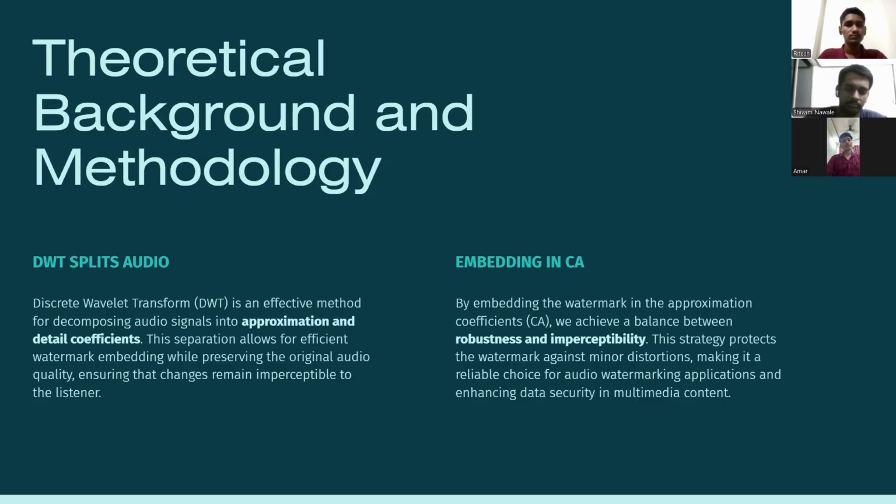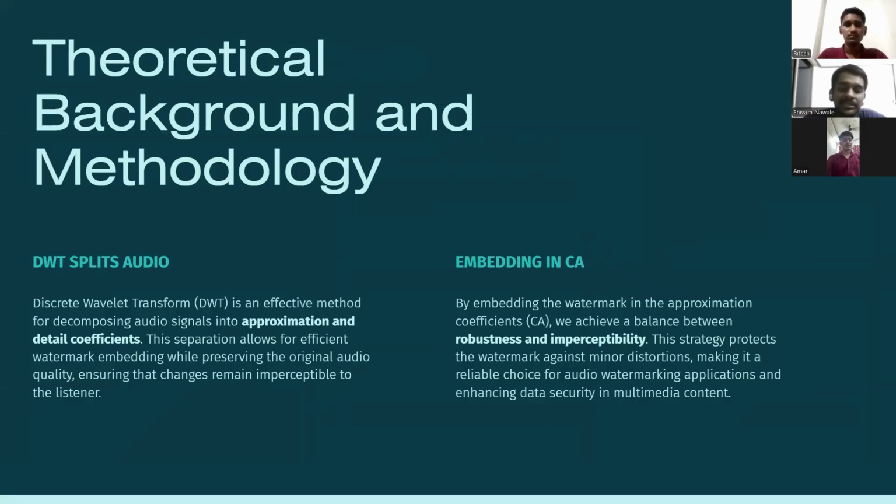Basically, why do we use DWT? DWT separates an audio signal into approximation and detail coefficients. The approximation part represents low frequency, which is particularly important and stable. By slight modification of the approximation, we can embed data without audible distortion. This makes DWT watermarking robust, imperceptible, and reversible.